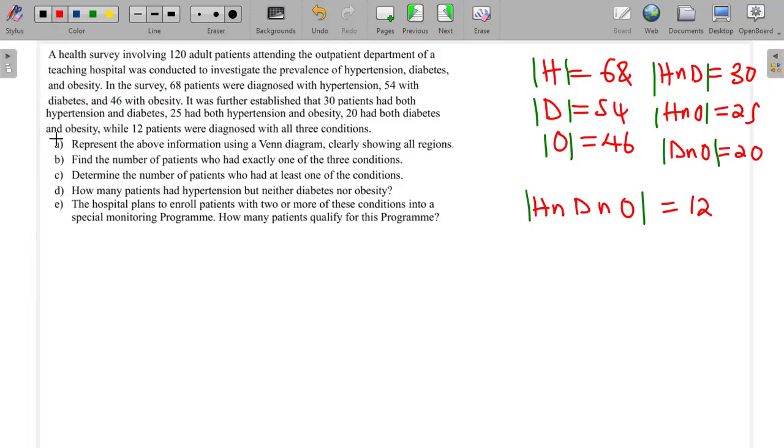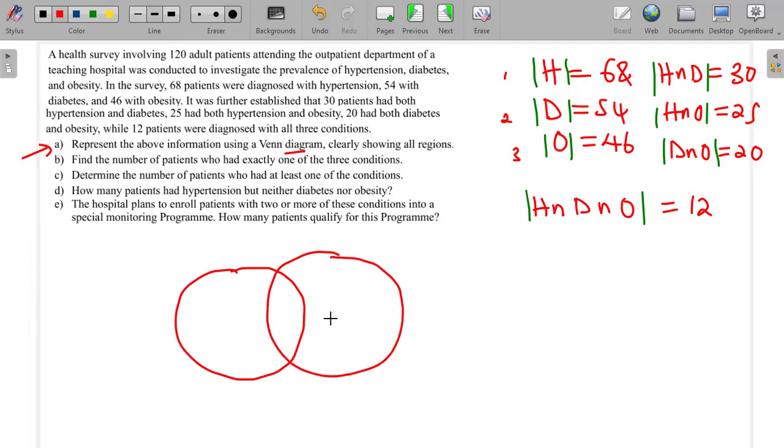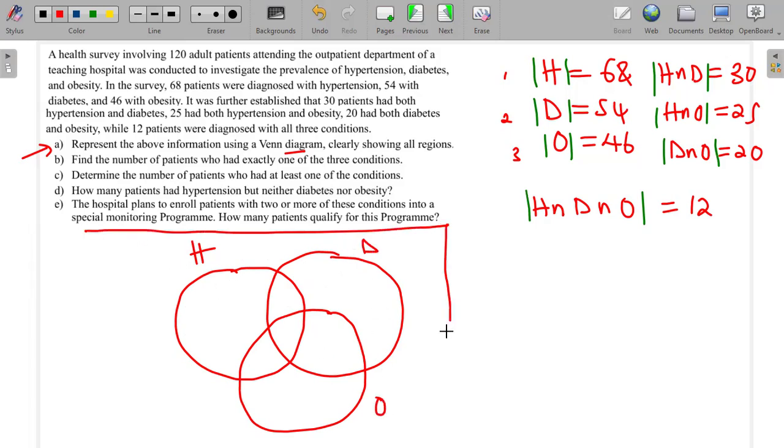All right. So now the first question here: represent the above information using a Venn diagram, clearly showing all the regions. So here we have how many sets? We have 1, 2, and then 3. So we have 3 sets, right? So I'm just going to draw a Venn diagram that has 3 sets. I'm going to say this one here is for hypertension, and then diabetes, and then obesity. So H, D, and then O, and that will be the universal set like that.